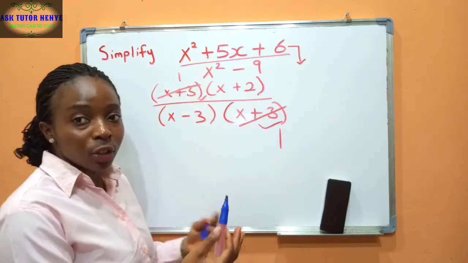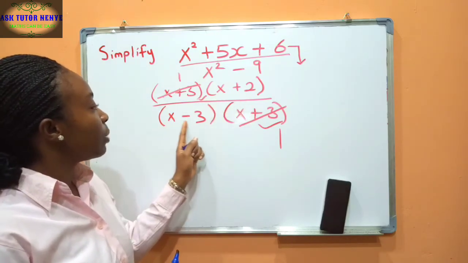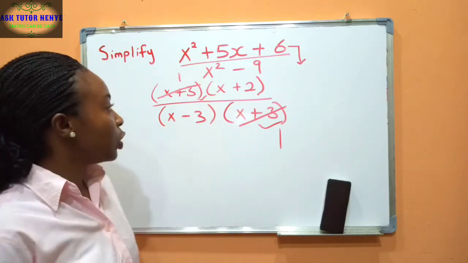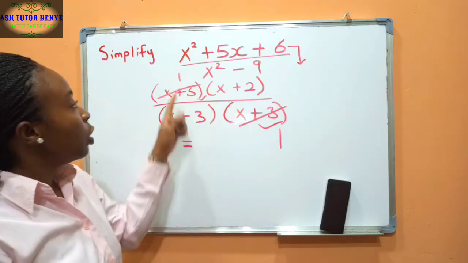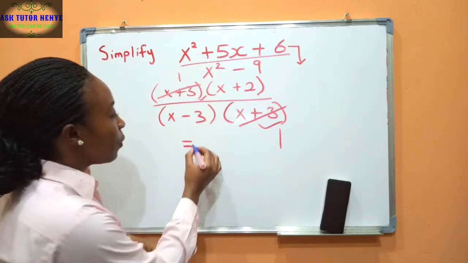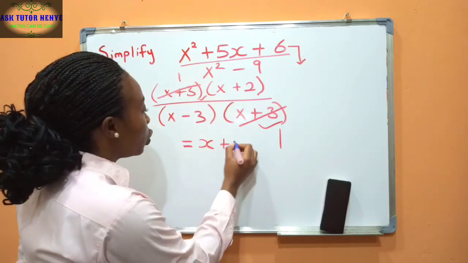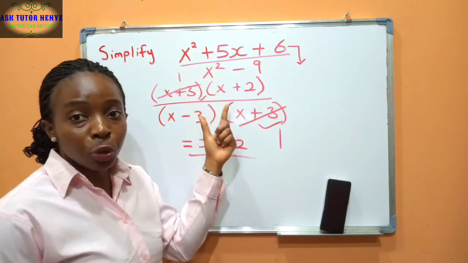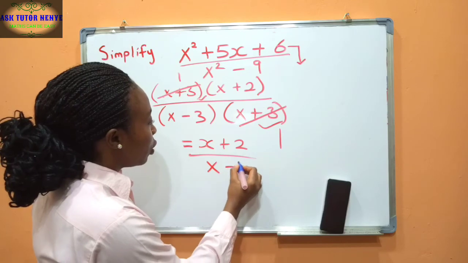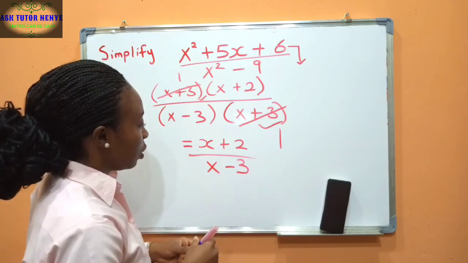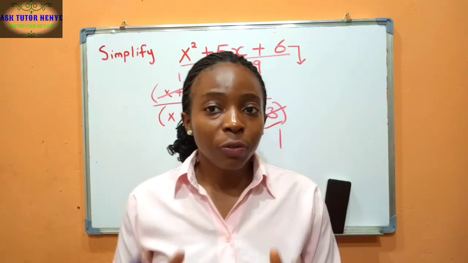Let's check if there's any other thing that can divide. We have x plus 2 here and we have x minus 3. There's no other thing. So we simply multiply, use 1 to multiply this out. When you use 1 to multiply x, we have x. And when you say 1 times plus 2, you have plus 2. So that's what we have for the numerator. How about the denominator? We simply have what? x minus 3. So this is it on division of algebraic fractions.